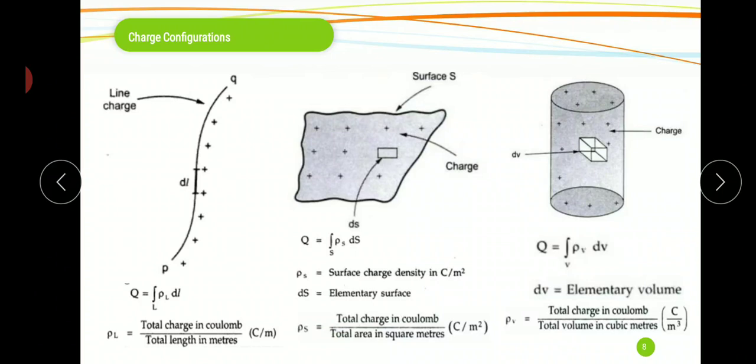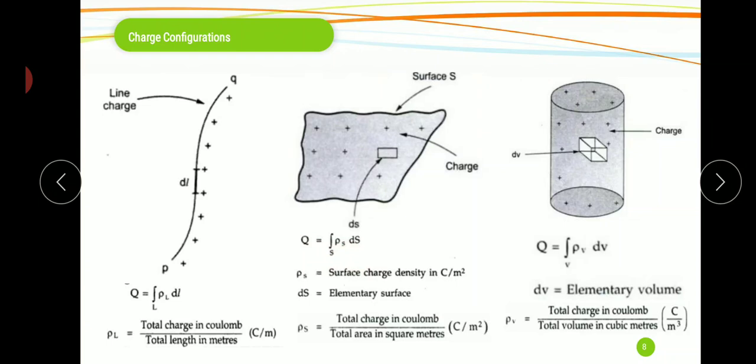The variables are whether it is a line, then that means it has only one variable, so that is coulomb per meter. For an area it has two variables, that is coulomb per meter square. So here also the expression for charge in the case of surface charge is integral s rho s ds. Here rho s is surface charge density and ds is the smallest surface, or it may be a differential surface, or it may be an elementary surface. So this is the final expression for charge in the case of surface configuration.